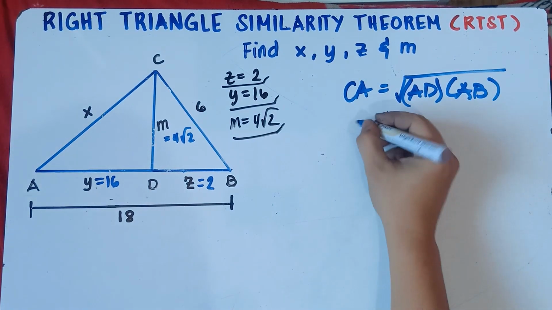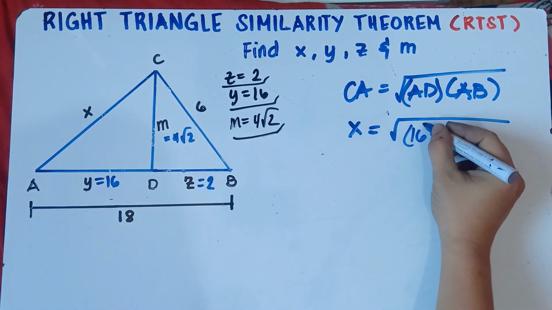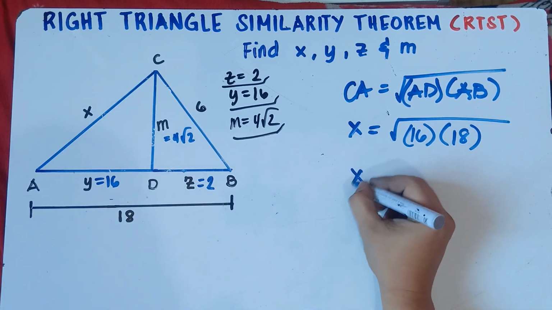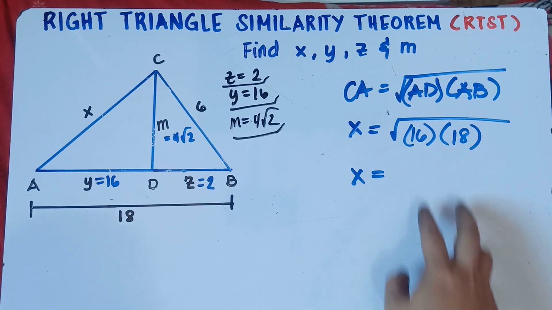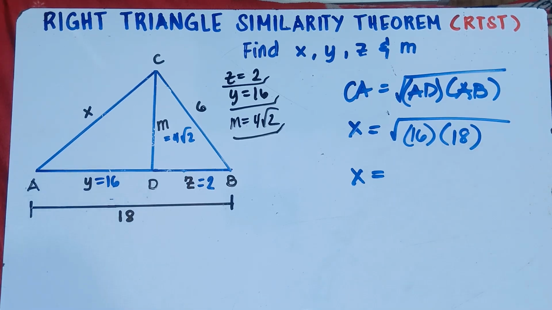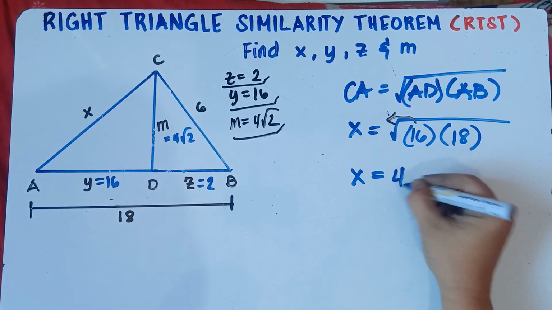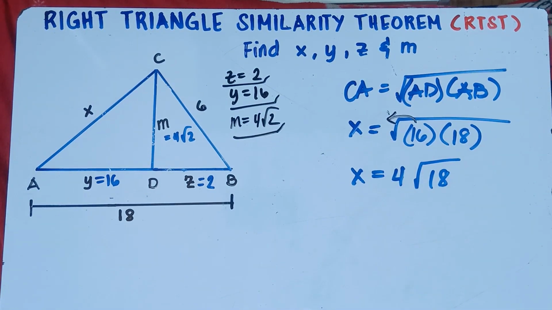So CA, or x, is equals to the square root of AD is 16 times AB is 18. Imagine, class, if you multiply 16 and 18, those are large numbers. So you always check, class, if there is a perfect square. Do we have a perfect square? Yep, 16 is a perfect square. We put it outside, the square root of 16, that is 4. And then copy square root of 18. Can we simplify square root of 18? Yep.